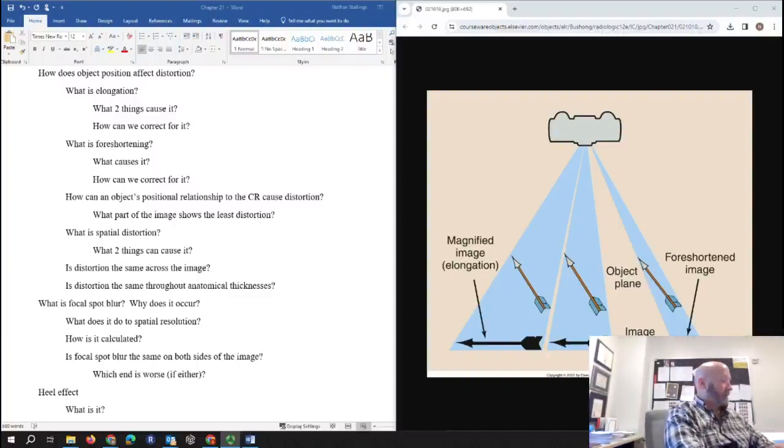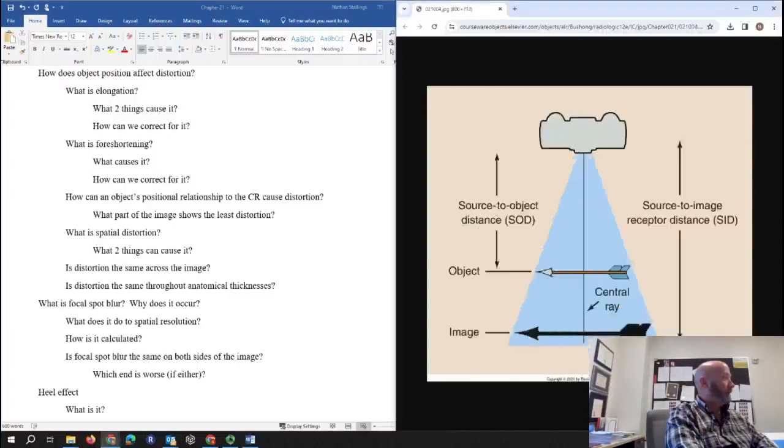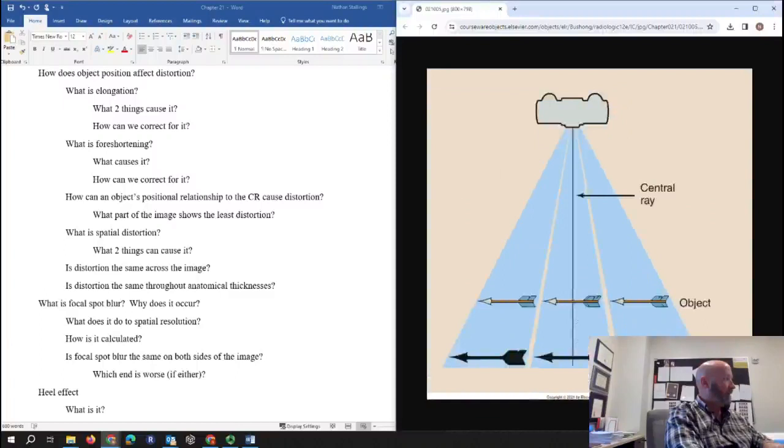Another thing that we didn't really talk about in class is this spatial distortion. So let me get to the graphic on that. Is that the one I'm looking for? That is not. Nor is that one. I'm going to put you on pause.